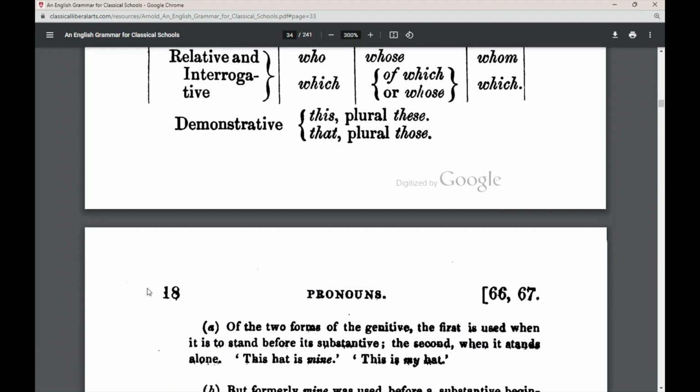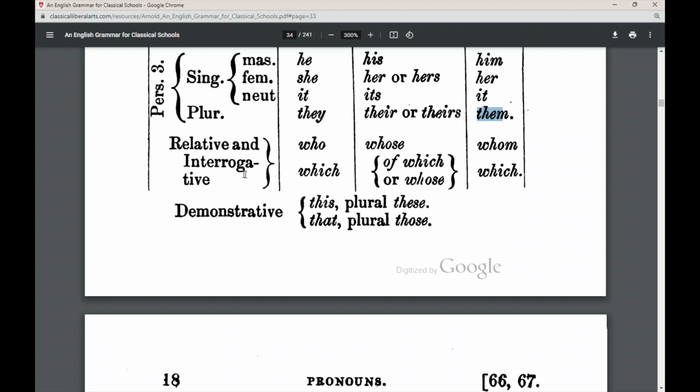And then at the bottom of this chart, we're introduced to a few other pronouns, the relative pronoun and the interrogative pronoun. We see who. Who refers to a person. It's relative when it refers back to a person who's already been named. As if I were to say, I love my son who helps me around the house. Who relates back to someone who's already been named.